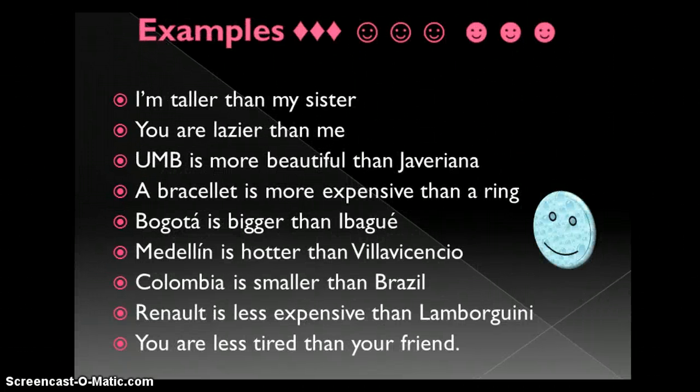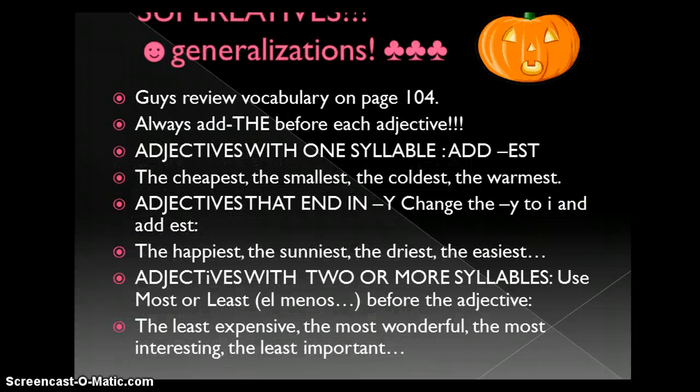Some examples. I would like you to read them at home loudly. I'm going to trust your honesty and I'm going to know that you are going to read it in order to practice some pronunciation. Let's continue with some superlatives. Superlatives are the same as saying generalizations. For example, I'm just generalizing about something or someone. For my students, review vocabulary on page 104. For the rest of the YouTube viewers, this is just going to be the structures and that's it.